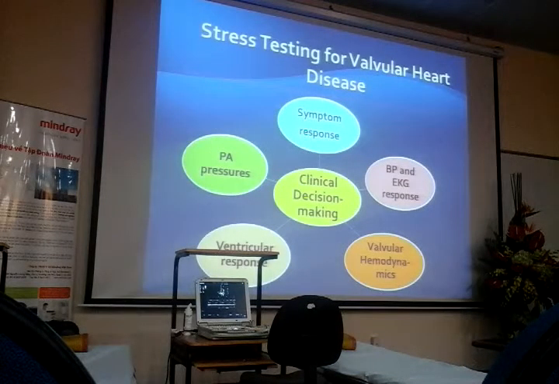Remembering that when we do the stress test, we base our clinical decision making on a number of different factors that we can acquire from that test, including the symptom response, the blood pressure and EKG response, valvular hemodynamics, very important, the ventricular response, and even the pulmonary artery pressures.